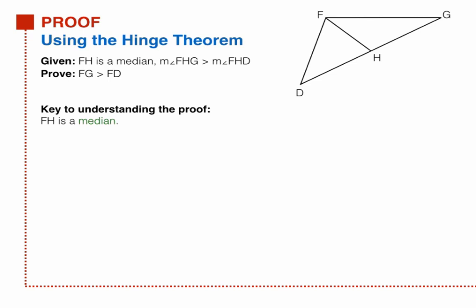So if you don't remember what a median is, you've got to go back and research that. Look at what the consequences are for FH being a median. Once you know what a median is, try this one on your own. Turns out the proof in this case is actually just 3 to 4 steps total.